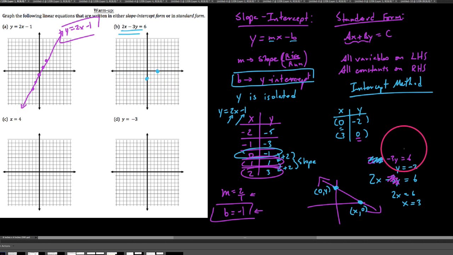So just looking at this equation, we could have said, hey, plug in 0 for x, get y, plug in 0 for y, get x. And then what we'll do is we'll just connect the dots here. So we'd say that this is our equation here, 2x minus 3y equals 6. And these are all of the pairs of x's and y's that make this true.